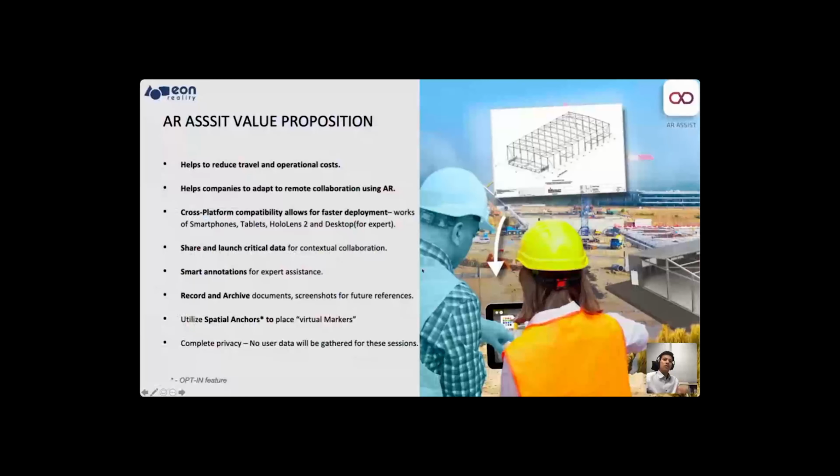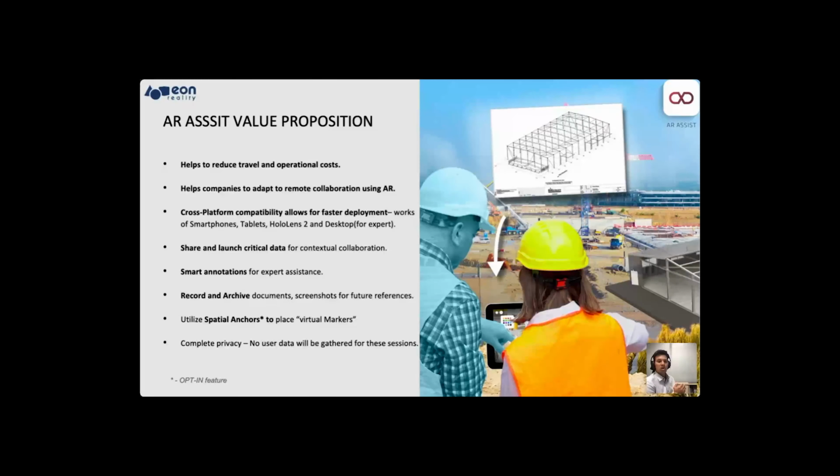Continue. So some of the key value propositions of the AR Assist: it helps us to reduce travel and operational costs. And it's very easy to use, as you have seen just now. It helps companies adapt to using remote collaboration tools with AR. And it's cross-platform compatible, and that works on smartphones and tablets. So you can actually deploy it quite fast as well. And you can share some critical data. And we can also record and archive all the information for future reference.